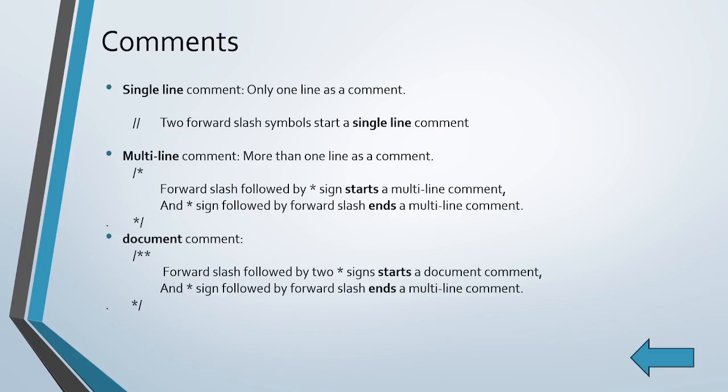And if our comment is more than one line, then we use a multi-line comment, which starts with forward slash followed by asterisk sign. Write whatever you want in 3, 4 lines, 10 lines, and then end it with asterisk and forward slash.